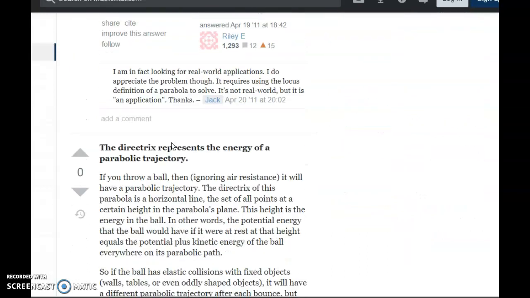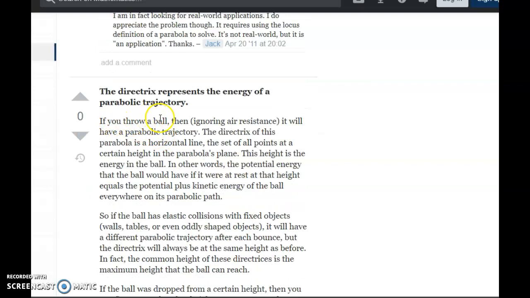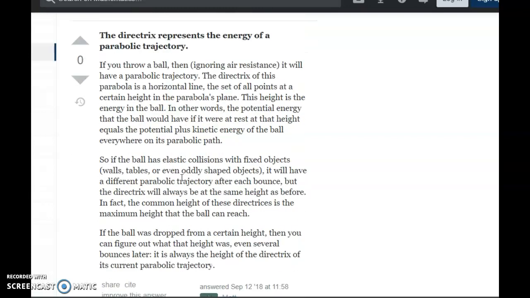Let's see, there was another one here, I thought. If you throw a ball, then ignoring air resistance, we have a parabolic trajectory, and the directrix of this parabola is a horizontal line, the set of all points at a certain height in the parallel plane. This height is the energy in the ball. That one I personally can understand because I teach physics. The kinetic energy plus the potential energy, which is what it says here, equals a total. So looking at the directrix, I could figure out as a physicist the total energy and then compute either kinetic or potential energy from it.